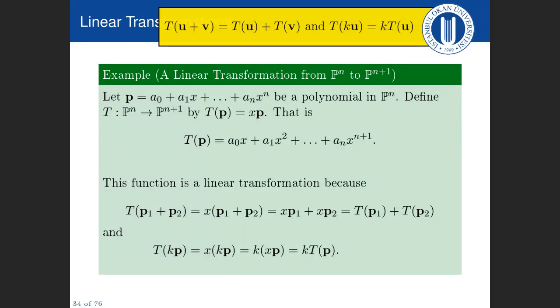This function is a linear transformation because x multiplied by P1 plus P2 is the same as x multiplied by P1 plus x multiplied by P2. And x multiplied by Kp is, of course, the same as k multiplied by xp. So that proves that this is a linear transformation. We'll come back to talking about this one later.